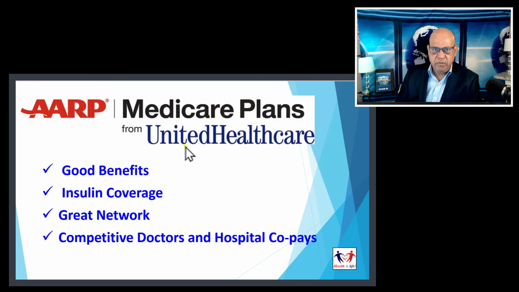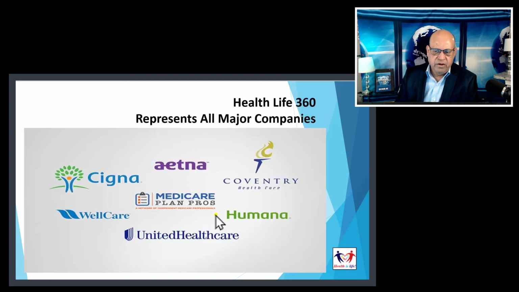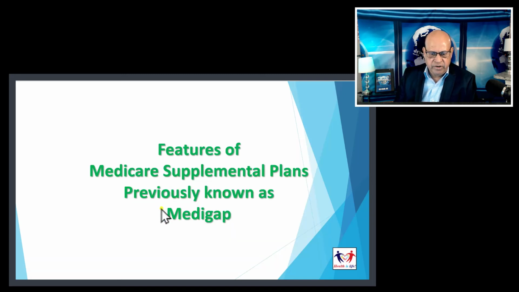AARP also has a supplemental insurance for people who are on traditional Medicare Part A and Part B, and it has insulin coverage, a great network. AARP is nationwide, with competitive doctor and hospital copays. So there are a whole host of HMOs in the market. You just have to see which one best suits your requirements based on the things that I have talked about in the last several minutes.